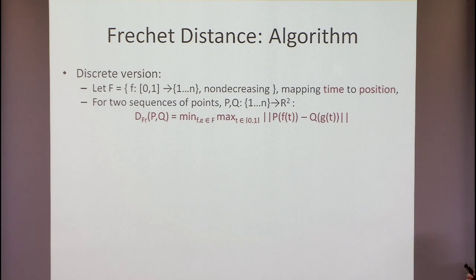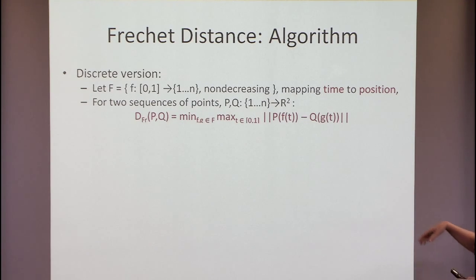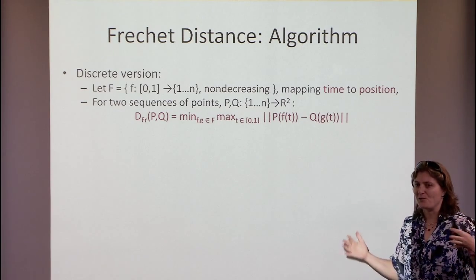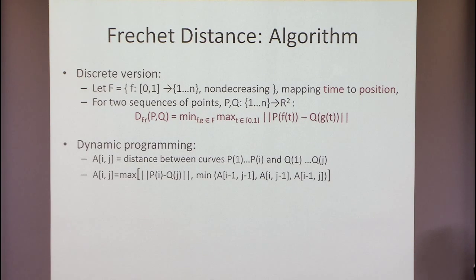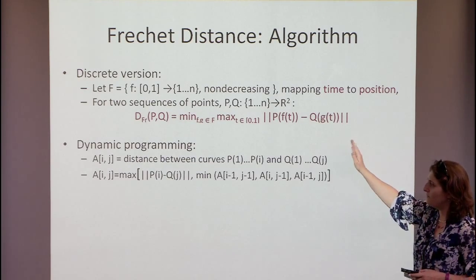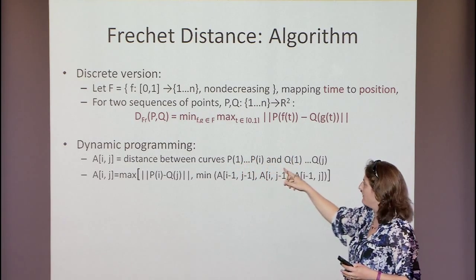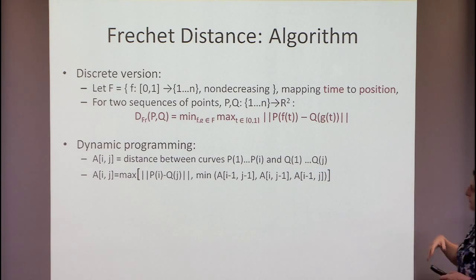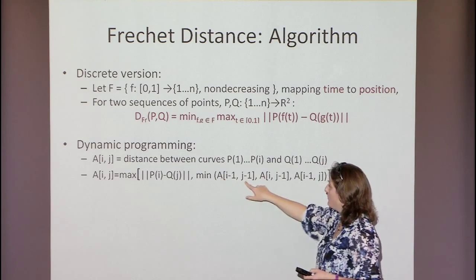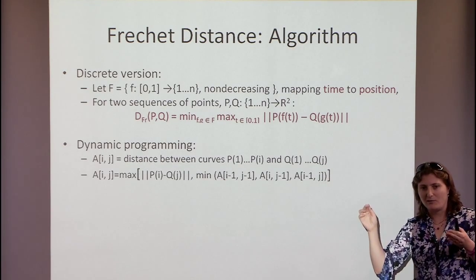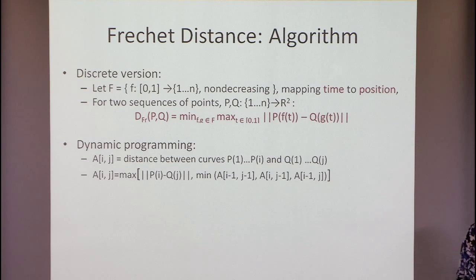So here's again the definition. You have these sets of functions that describe the ways you can walk along the curves, and you want to minimize, over all possible choices of traversals of both the curves, the maximum distance. And you can solve this with dynamic programming. You define some table, A_ij, that says what is the actual Frechet distance for the subsequence from 1 to i and the subsequence from 1 to j. And then you naturally define it as the maximum of the distance at points i and j, and the minimum of whether you walked along P only, along Q only in the previous step, or you walked along both of them.